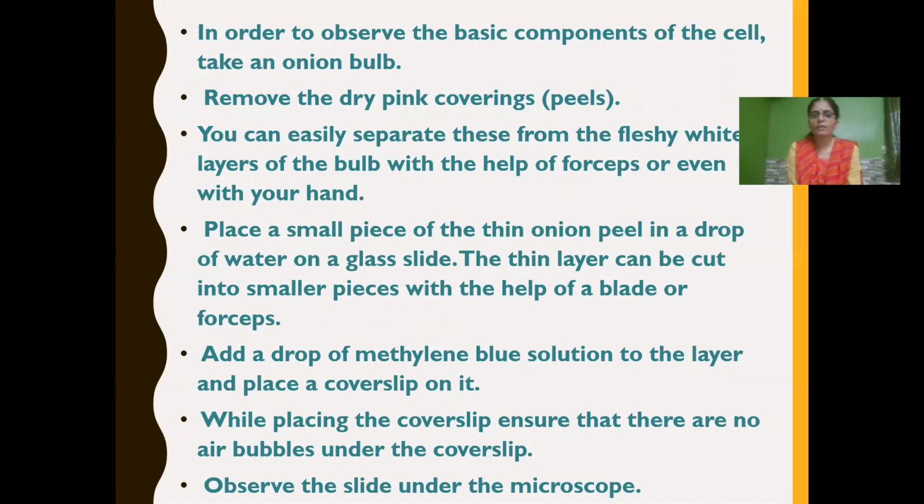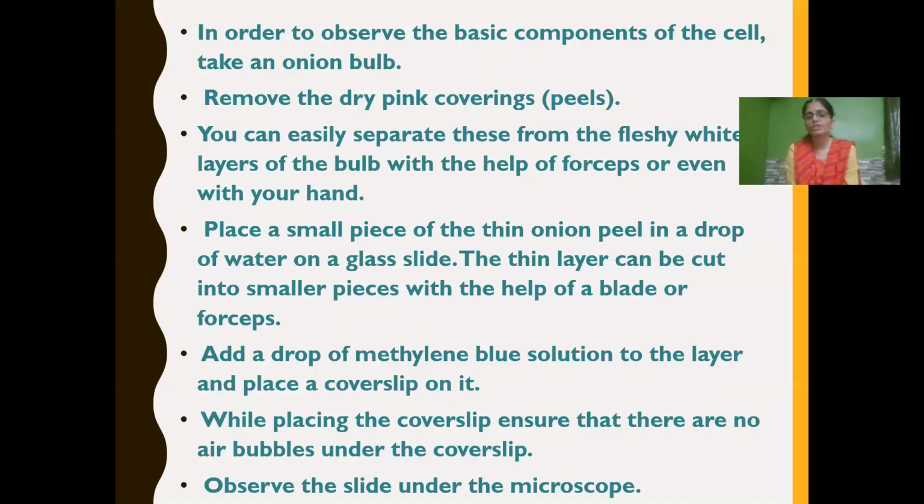We have to take an onion bulb. Take the onion and remove the dry pink coverings, the peels. Then you have to cut it into pieces. You can easily separate these from the fleshy white layers of the bulb with the help of forceps or even with your hand.